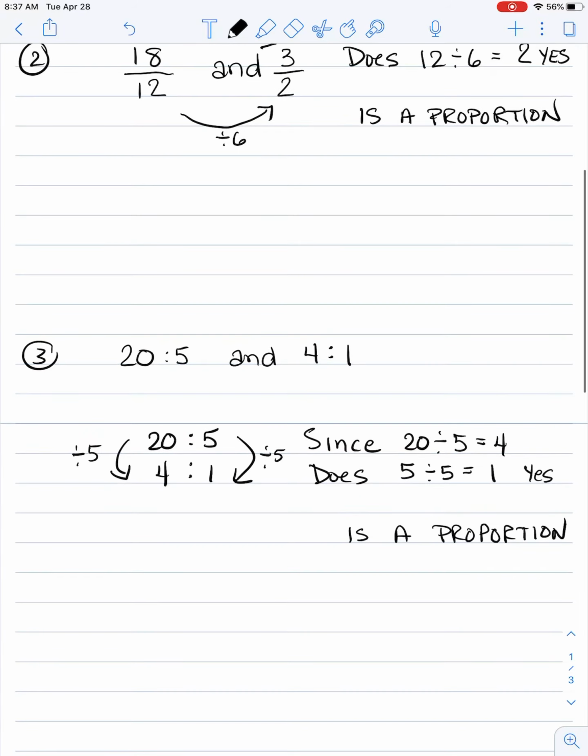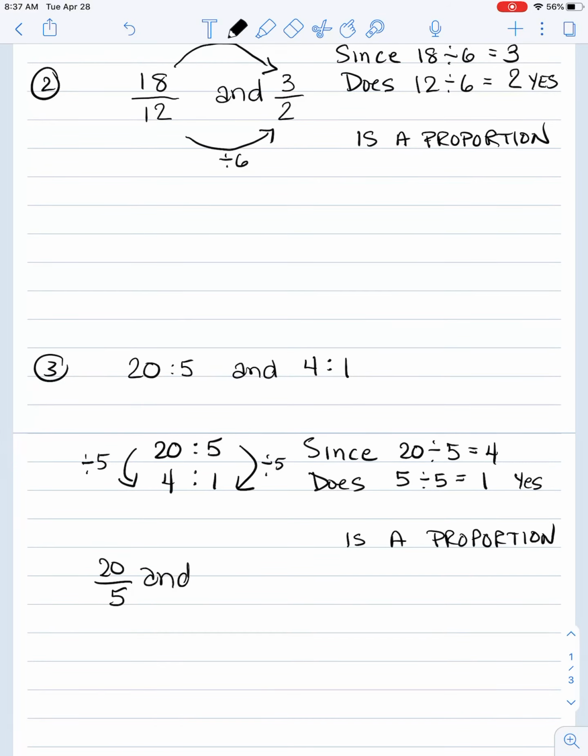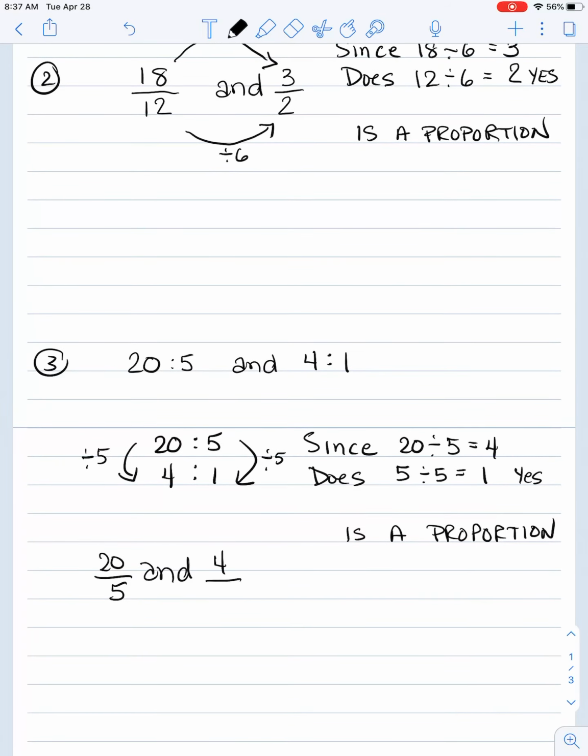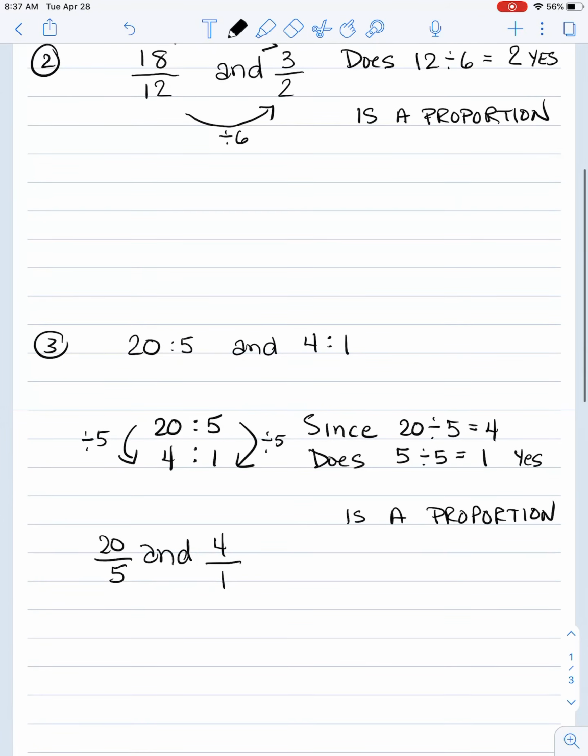Okay, now another way I can look at this is 20 over 5, right? 20/5 and 4/1. Notice that when I rewrite the ratios as fractions, I keep the same order. And so here we can see in fraction form, 20 divided by 5 is 4. 5 divided by 5 is 1. And since that is true, again, that sort of just checks and confirms that this is a proportion.